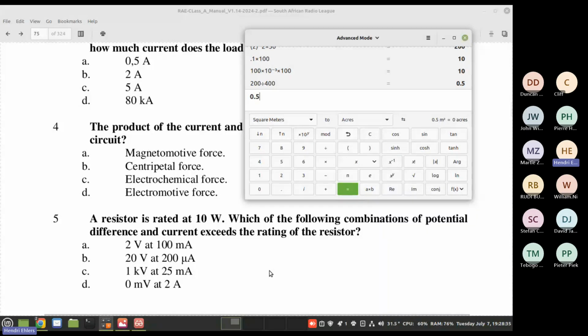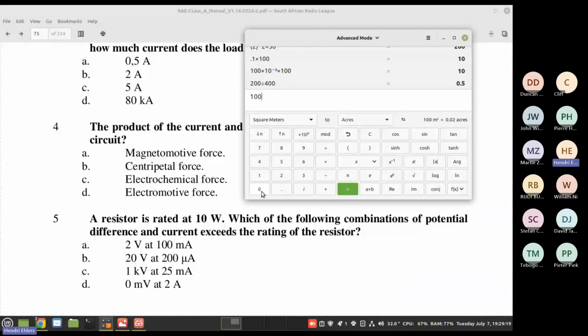Right. A resistor is rated at 10 watts. Which of the following combinations of potential difference and current exceeds the rating of the resistor? Okay, that one's immediately out, because if it's zero, then the power would be zero. So it cannot be D. I battled with this one. I think it's C, so let's do the C calculation.